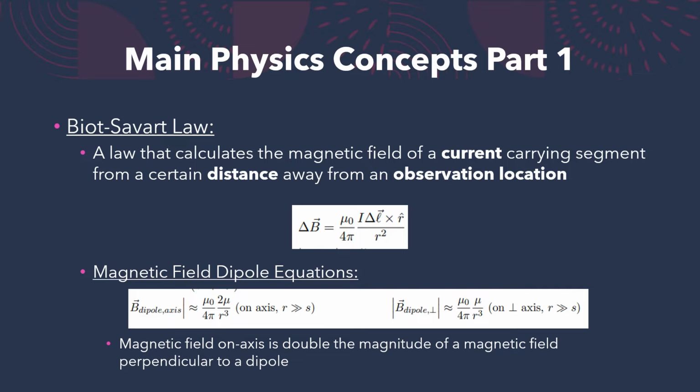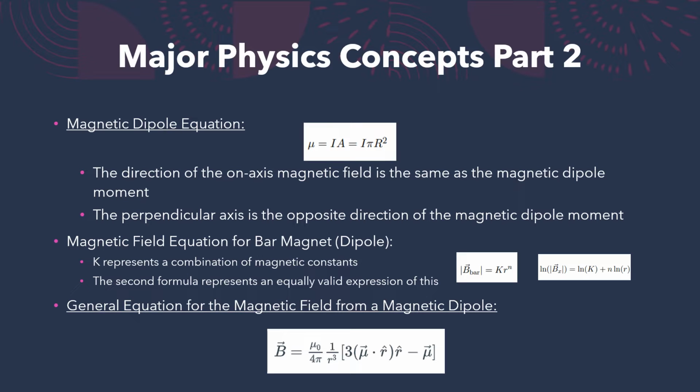Some main concepts that are explored in this lab are the Biot-Savart law, a law that calculates the magnetic field of a current carrying segment from a certain distance away from the observation location, and the magnetic field dipole equations, which are shown below, where the magnetic dipole on axis is double the magnitude of perpendicular. In addition, the magnetic dipole equation is shown, where the direction of the on-axis magnetic field is the same as the magnetic dipole moment and opposite for a perpendicular axis.